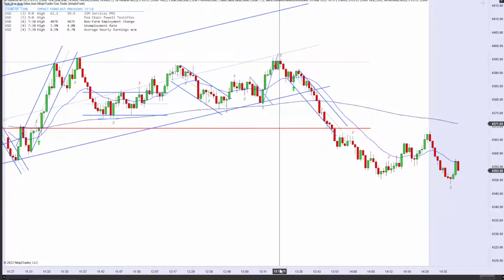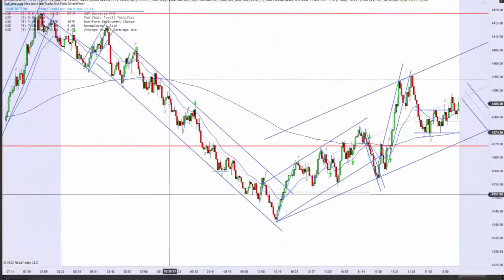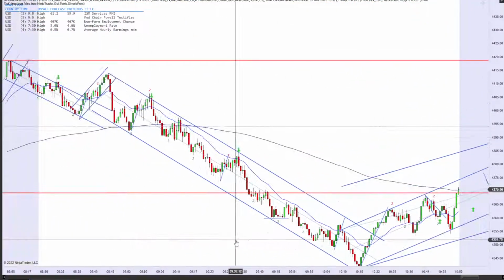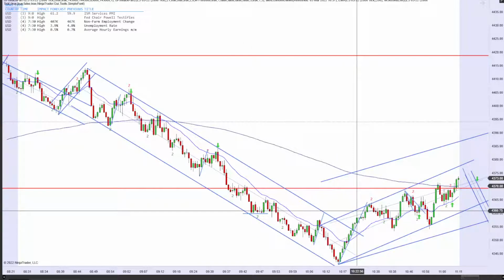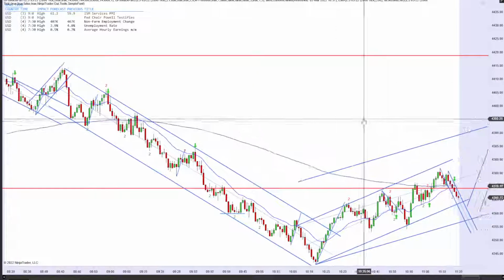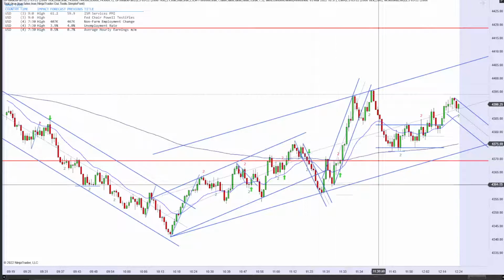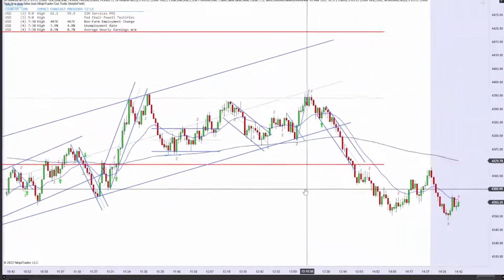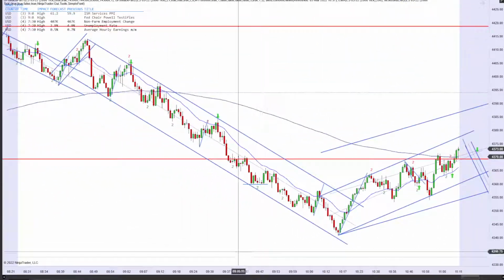So anyway, risky trades, but that's basically my bar by bar analysis of how I probably would have thought about each of these trades. 1, 2, 3, 4, 5, 6, 7, 8 trades. And that's all I got for today.